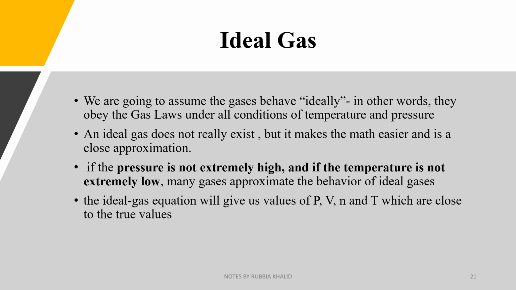Ideal gas. We are going to assume that gases behave ideally. In other words, they obey gas law under all conditions of temperature and pressure. An ideal gas does not really exist, but it makes the math easier and is a close approximation. If the pressure is not extremely high and if the temperature is not extremely low, many gases approximate the behavior of ideal gas. The ideal gas equation will give us values of pressure, volume, number of moles, and temperature, which are close to the true values.